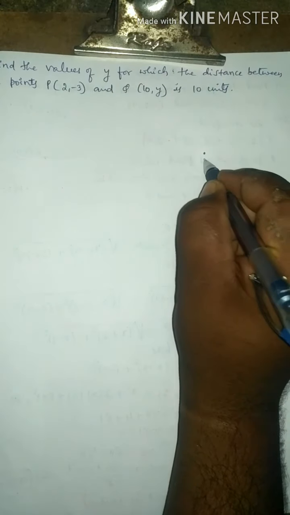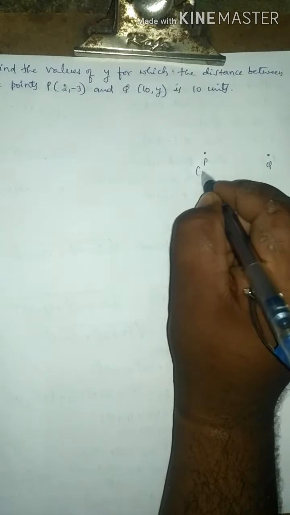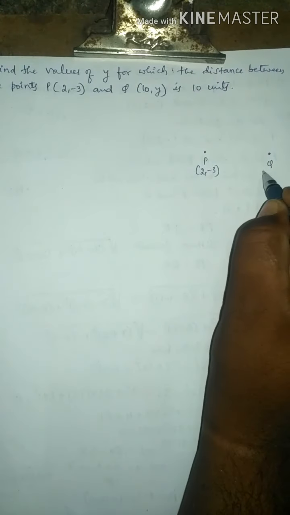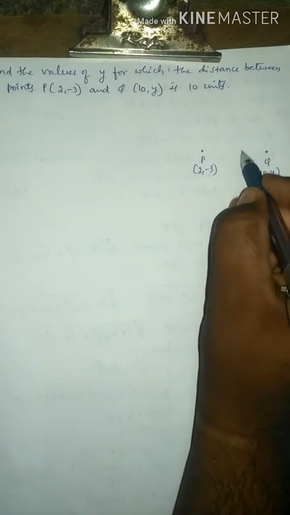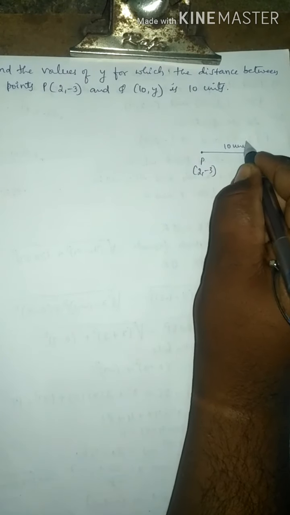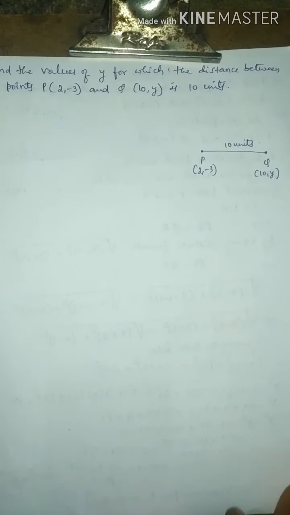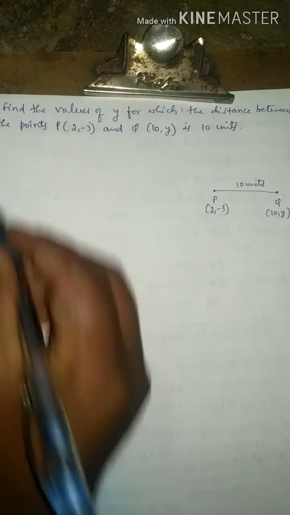Now see here, this is one point P, this is another point Q. So here P is (2, minus 3). Here Q is (10, y). Now the distance from P to Q is given, that is 10 units. So we have to find out the value of y. So how to find this for this problem? So now what to do?